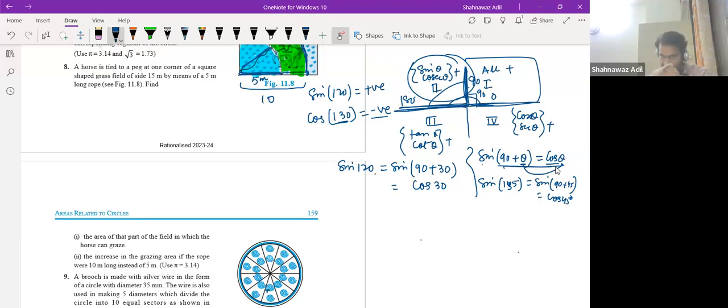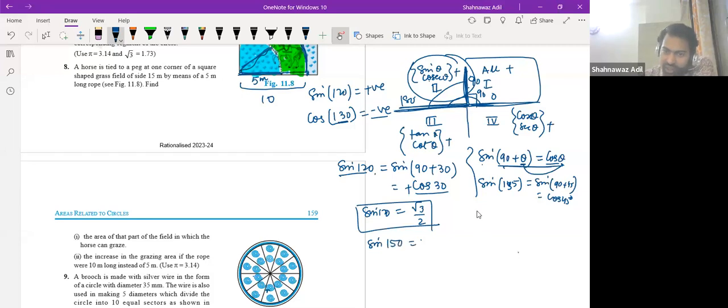Yes, sir. So sine of 120 would be cos of 30 and positive. So this would be root 3 by 2. So this is what we need to understand. So what would be sine of 150, guys? You guys calculate and tell. Guys, please calculate and tell me what would be sine of 150.